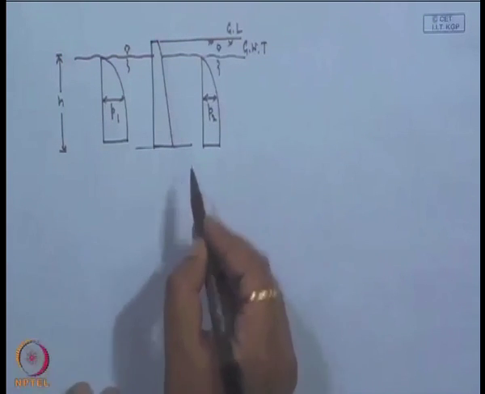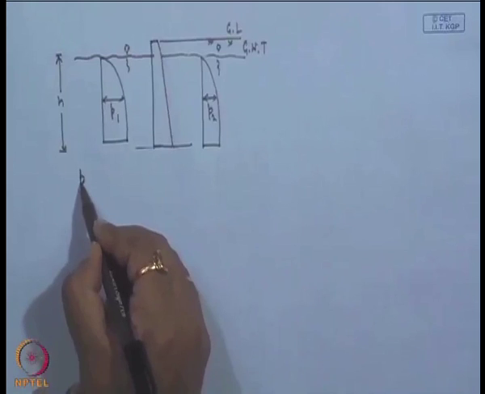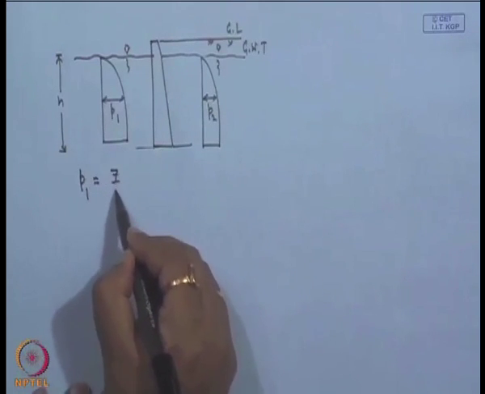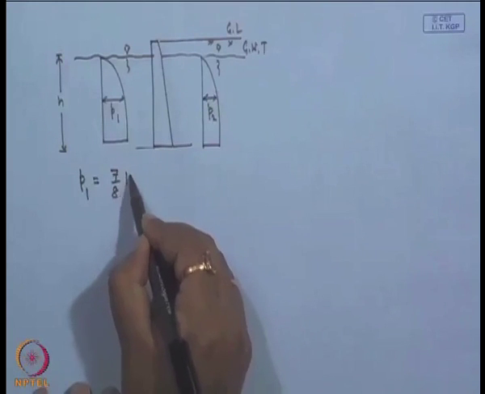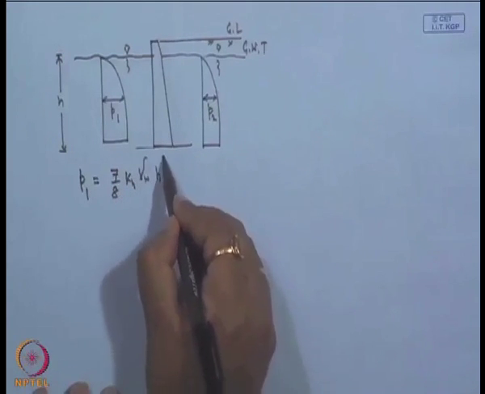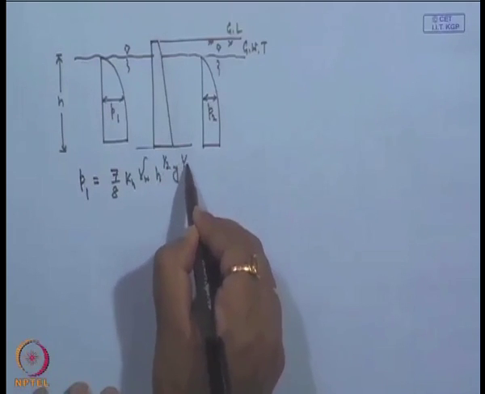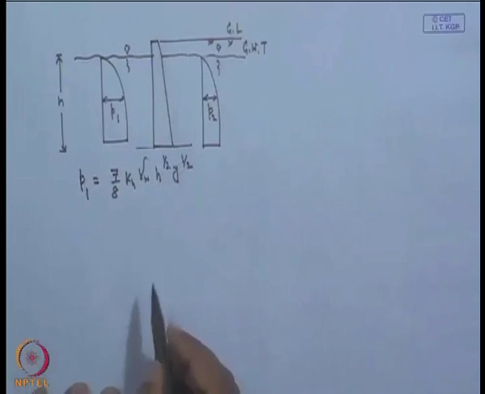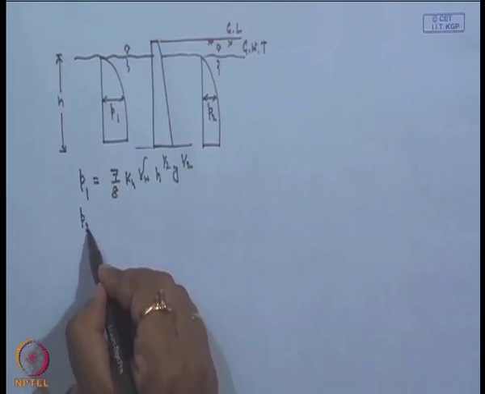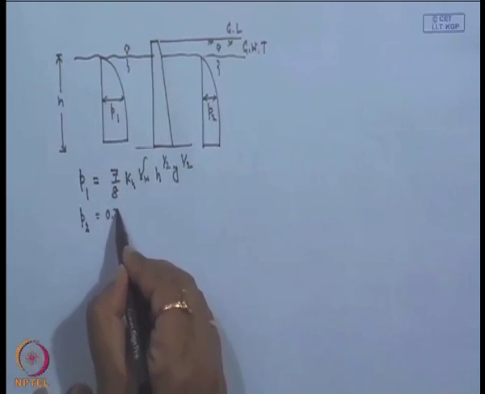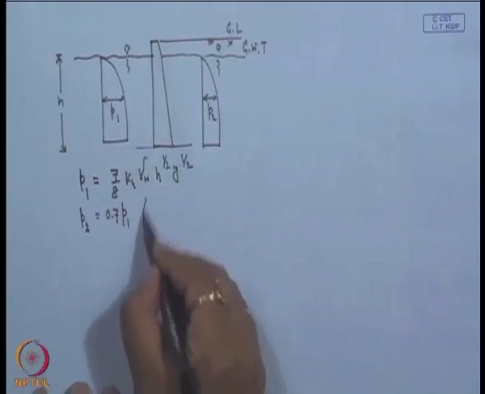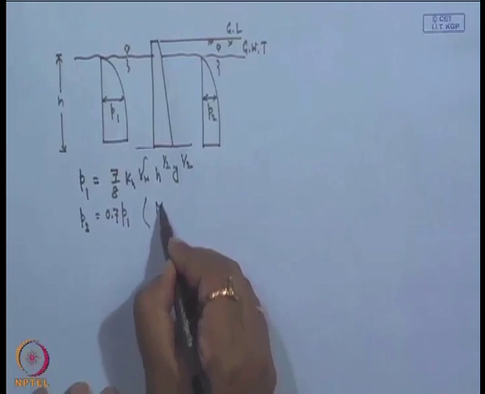Now, as mentioned, it is given that P1 is equal to 7/8 k_h γ_w h^(1/2) y^(1/2). A similar expression is proposed that small p2 is 0.7 times P1. So, this is given.